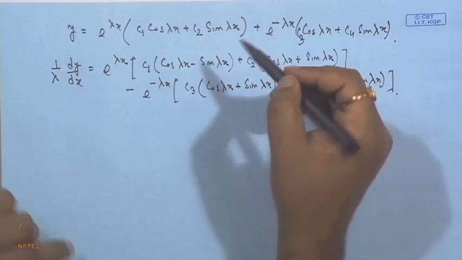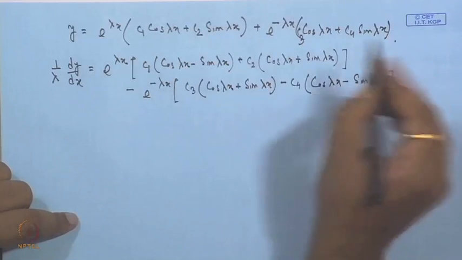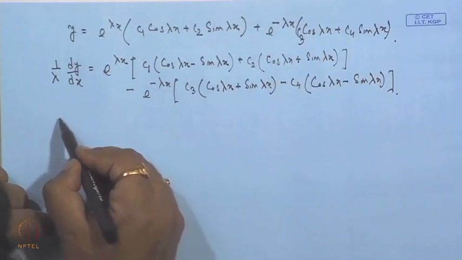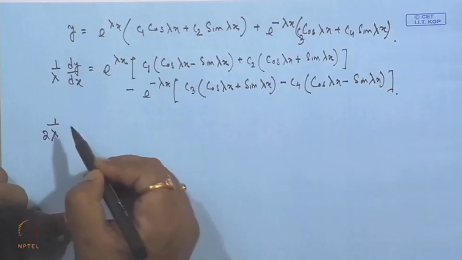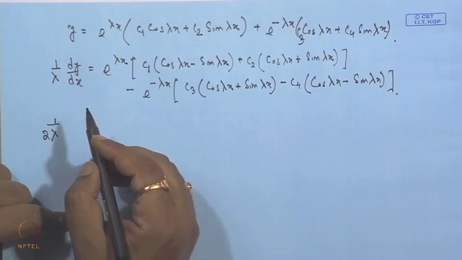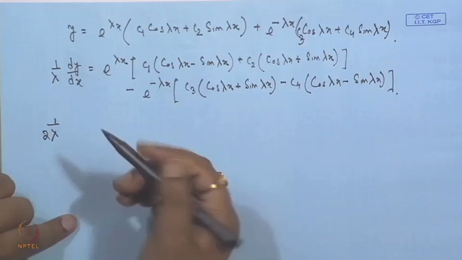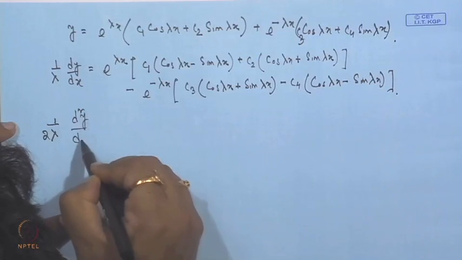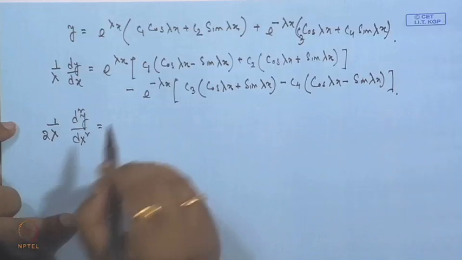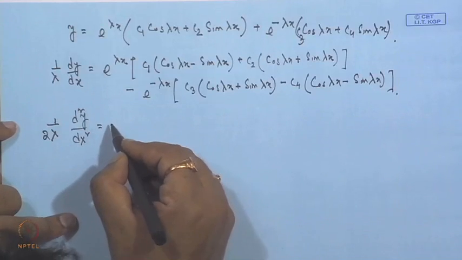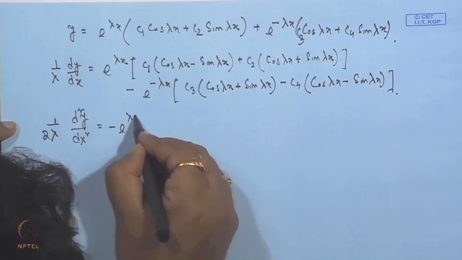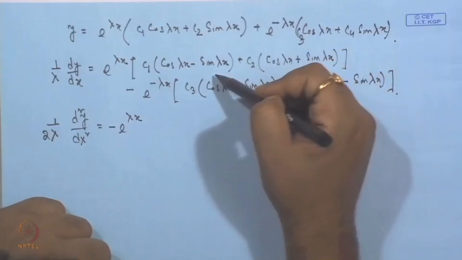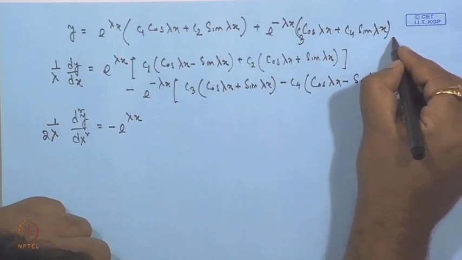So, just differentiate this expression once and we will get the slope expression. If I differentiate it twice, we will get the bending moment expression, then the shear force expression. So, this is del square y del x square, that is equal to minus e to the power lambda x. But differentiate this expression once and then rearrange that, you will get the second equation.